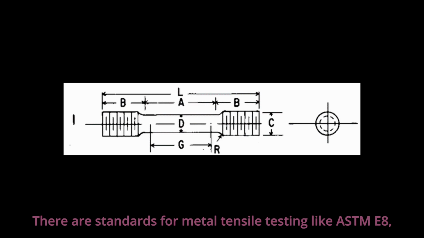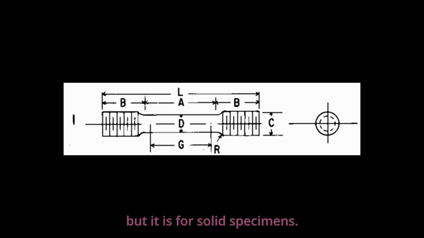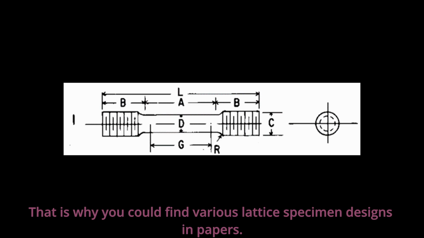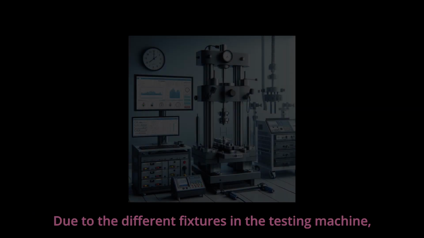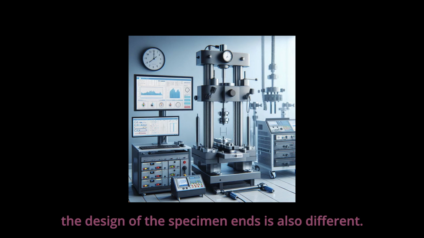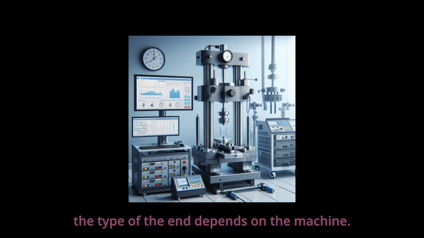structures. There are standards for metal tensile testing like ASTM E8, but it is for solid specimens. Nevertheless, there are currently no standards for lattice specimens. That is why you could find various lattice specimen designs in papers. Due to the different fixtures in the testing machine, the design of the specimen ends is also different. Therefore, the type of the end depends on the machine.